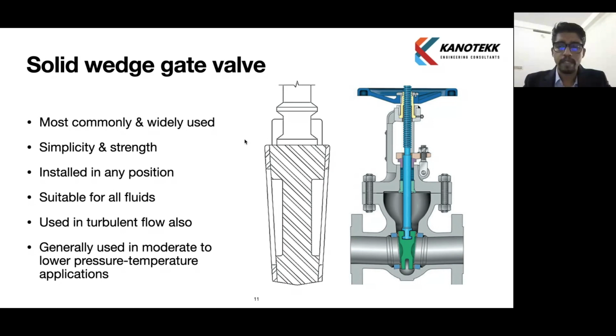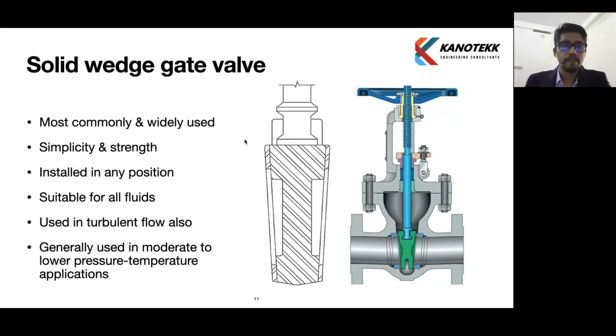If the temperature is high, the valve is exposed to thermal expansion. When thermal expansion occurs, there will be a slight deformation in the seating position, so the solid wedge gate valve will start leaking. Because of that, we use this solid wedge gate valve only for lower pressure and temperature applications.